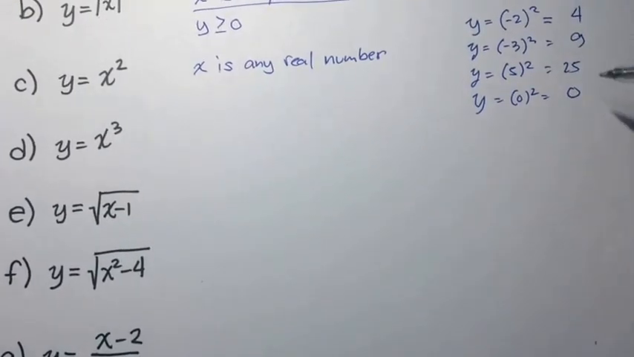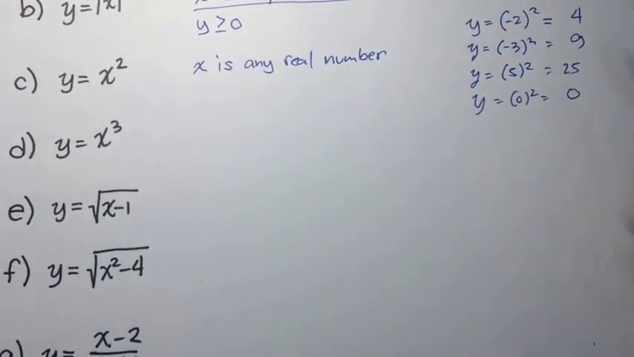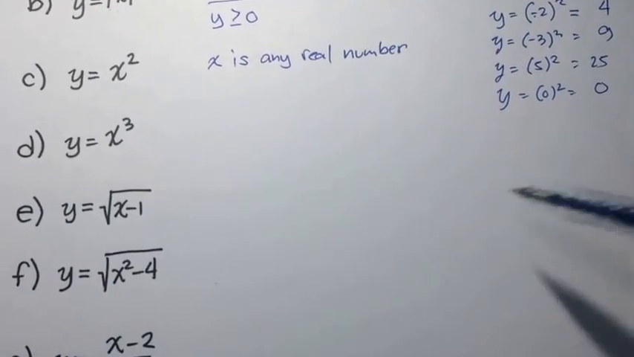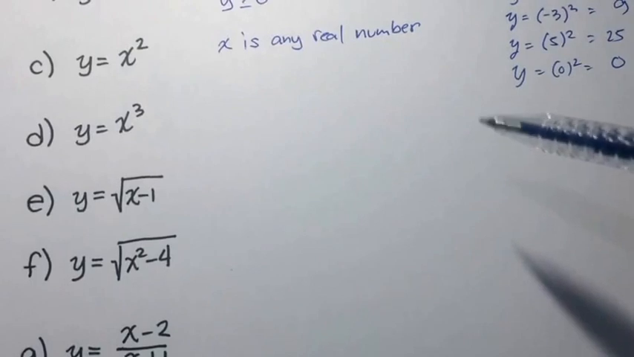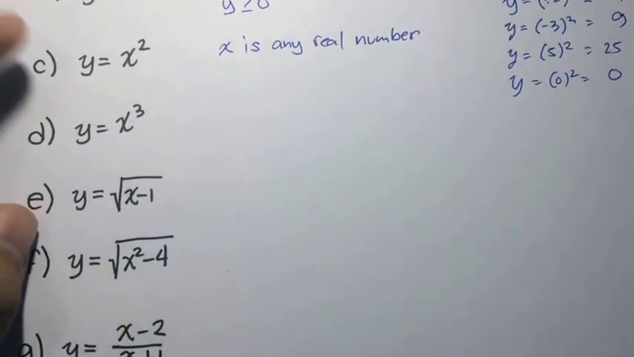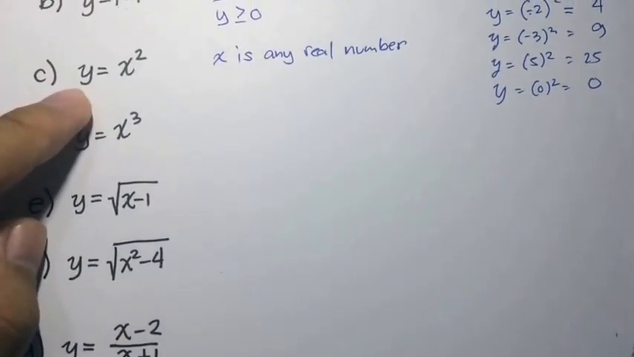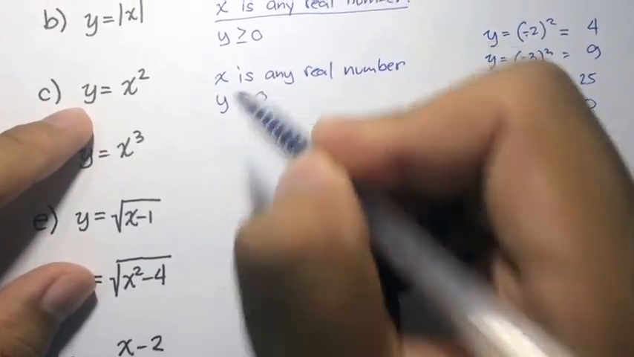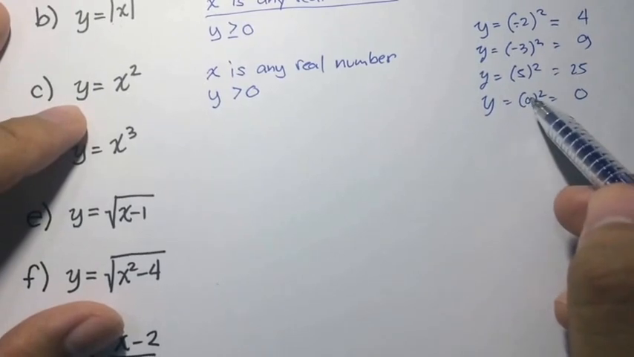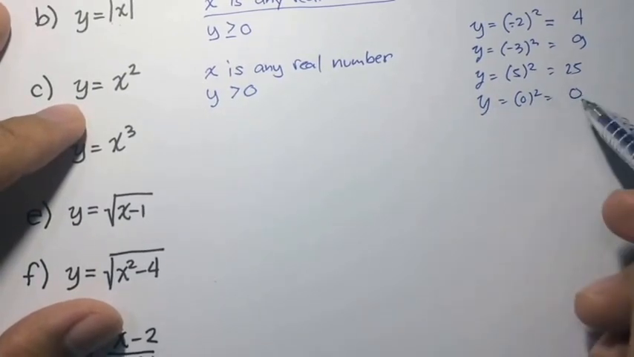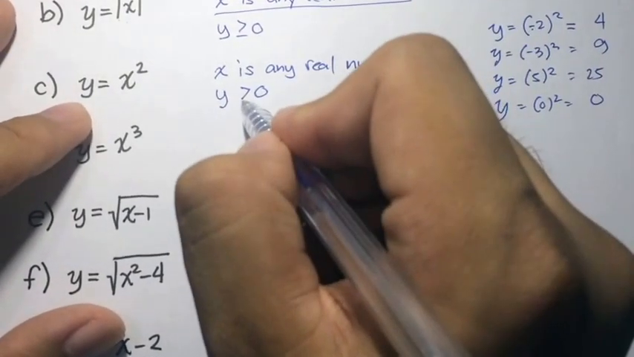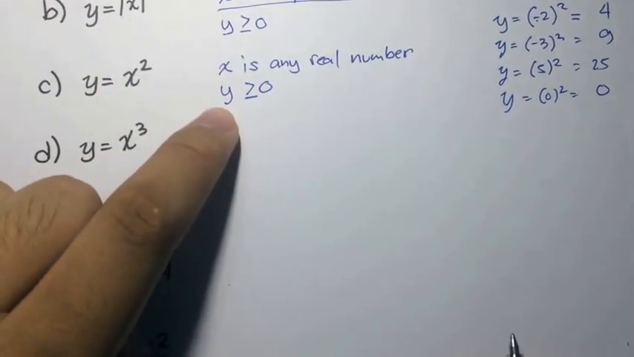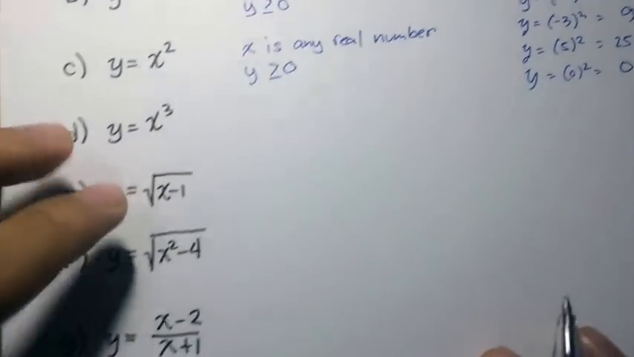Even if x is a negative number, it yields a positive number. From these substitutions that I did, I can conclude that y is always a positive number. Now, I substituted 0 and I saw that it can also be equal to 0. So, to make it more complete, my range is y is greater than or equal to 0.